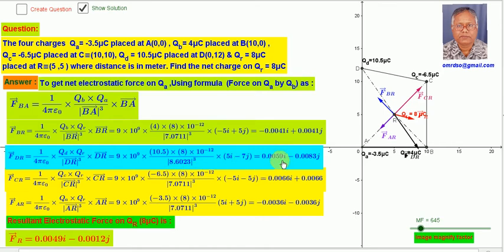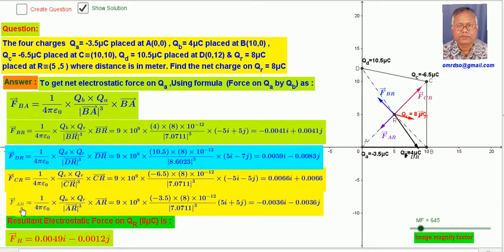Similarly, the force on R due to the charge placed at C gives you 1 by 4 pi epsilon naught, QC into QR over modulus of vector CR whole cube, into vector CR. That gives you minus 6.5 into 8 into 10 power minus 12 upon modulus of vector CR, which is 7.0711 whole cube, into minus 5 i minus 5 j. Yeah, that gives this value.